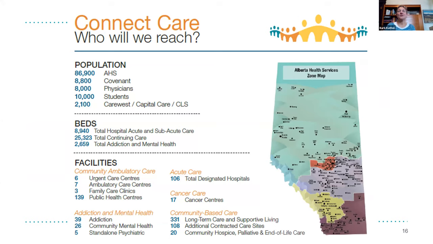And so you can see, just even from the map and the population then, the clinicians and people who will be trained on the system. You can see AHS, Covenant, physicians across the province, students, and this is an estimate from a couple of years ago now. I think we probably doubled our student count as we find more and more students that are needing training and we're welcoming into our training programs. You can see the bed count across the different sectors, acute care, continuing care, addictions, mental health, and then just the variety of facilities and programs that we'll be supporting. Next slide, thanks.